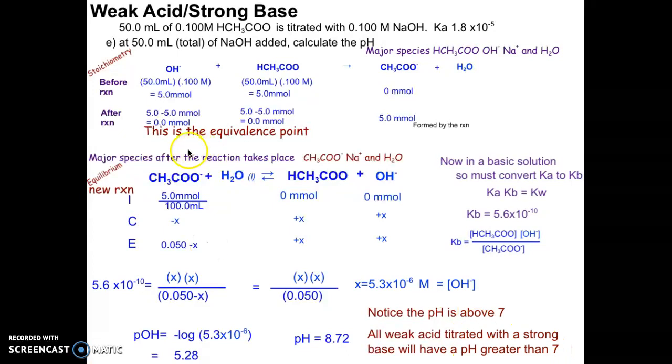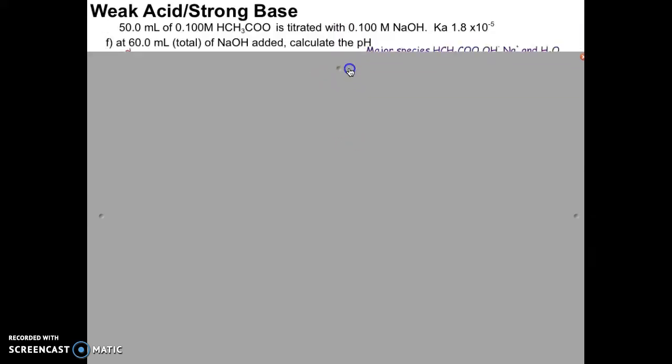And the reason is because of the hydrolysis that goes on. And if you think about that hydrolysis of a salt, this will all kind of make sense. If you remember that from chapter 14, this hydrolysis reaction makes a base. So of course the pH is going to be higher than 7 at the equivalence point. Okay? So that's just something to consider. All right. Well, what happens then if we were to add 60 mL of base? Okay.